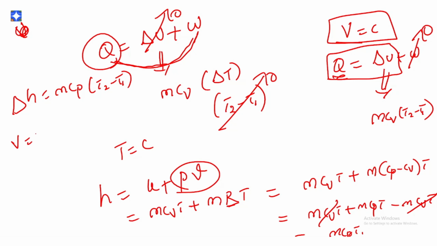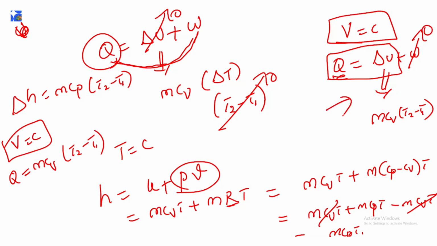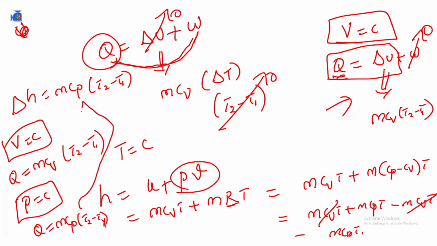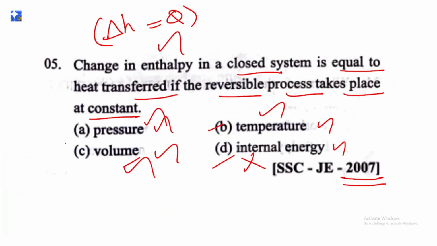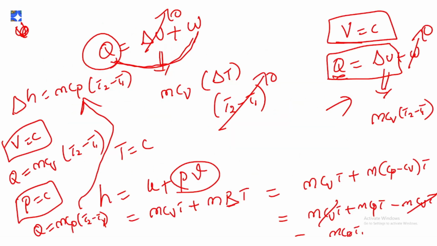For a constant volume process, your heat transfer will be calculated as mCv (T2 minus T1), which I have already shown you. Similarly, for a constant pressure process, your Q can be proved to be equal to mCp (T2 minus T1). So this is the same as the enthalpy change. So I can say that constant pressure process is the correct answer, where the change in enthalpy and the heat transfer are one and the same. We'll move on to the next question.